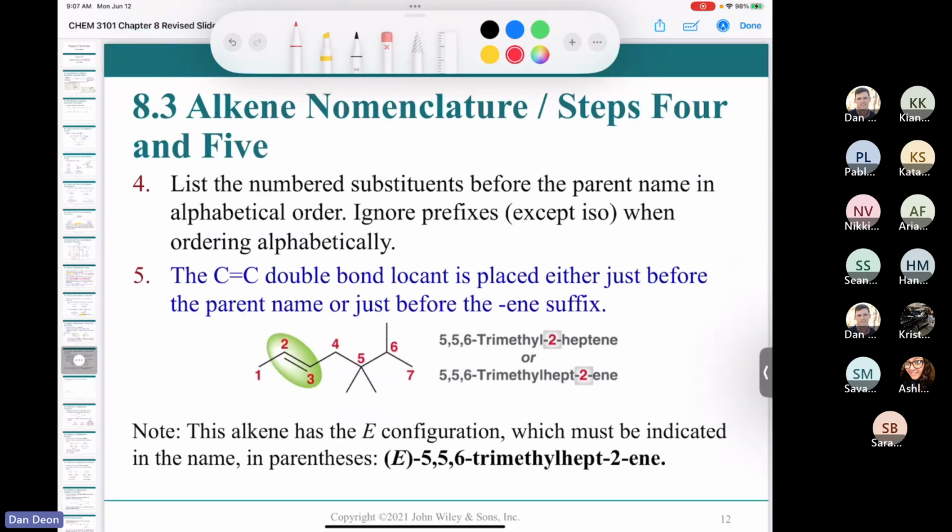Anyhow, so you see the example here. We just went ahead and named it. Again, you could call it trans-5,5,6-trimethylheptene or 2-heptene. Either one is fine. And then we put the E in parentheses. And that's something I don't pick on my students about. I'd say the homework might be picky on that. The homework can be a little testy sometimes. But there you go. All right, so those are the rules for naming an alkene.